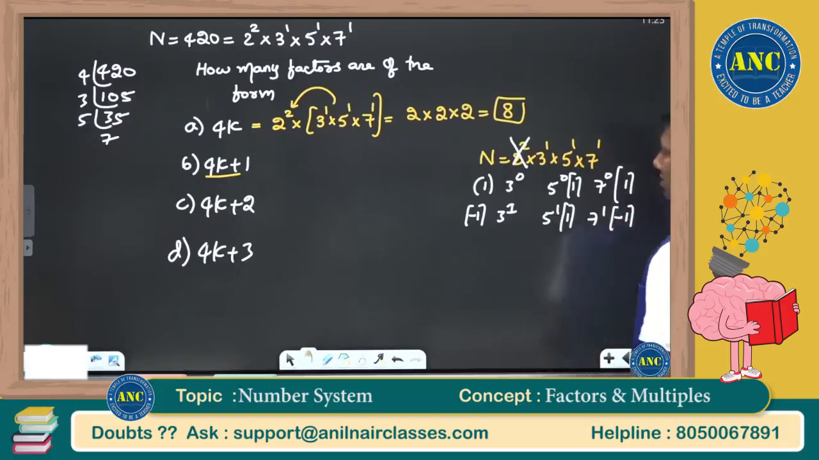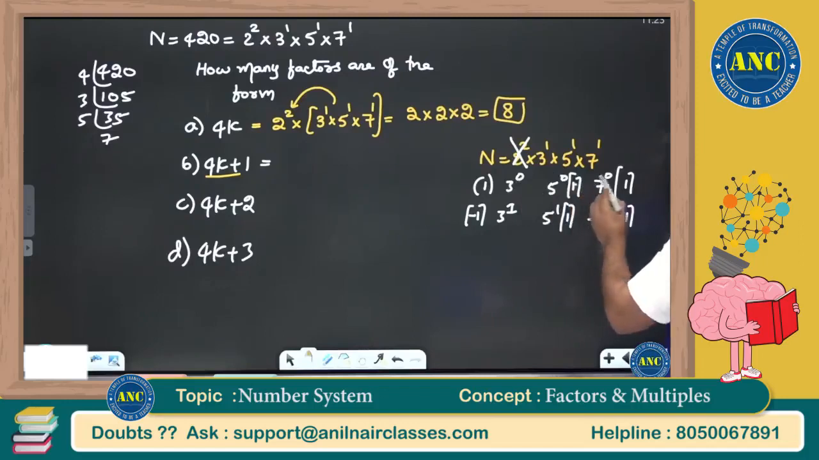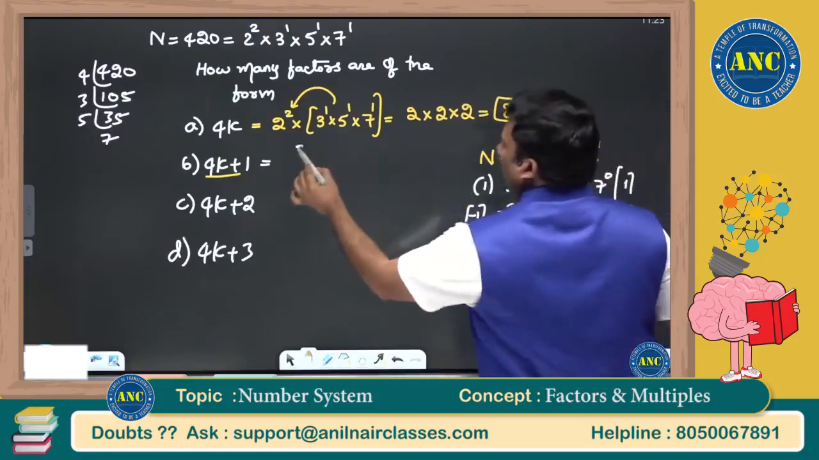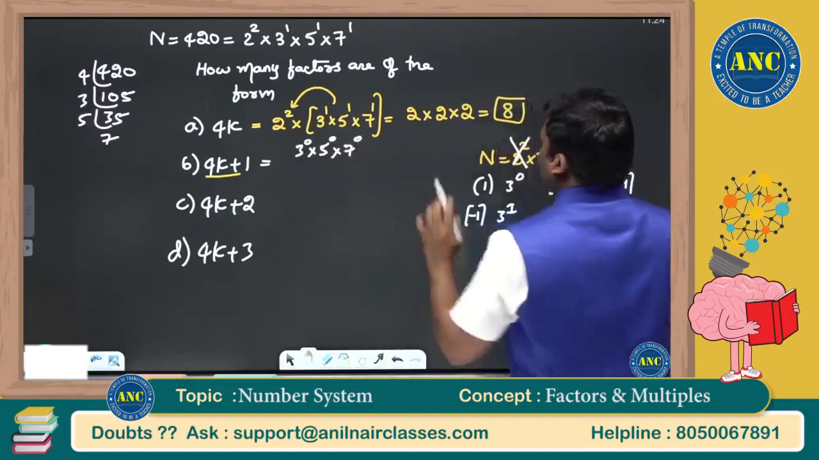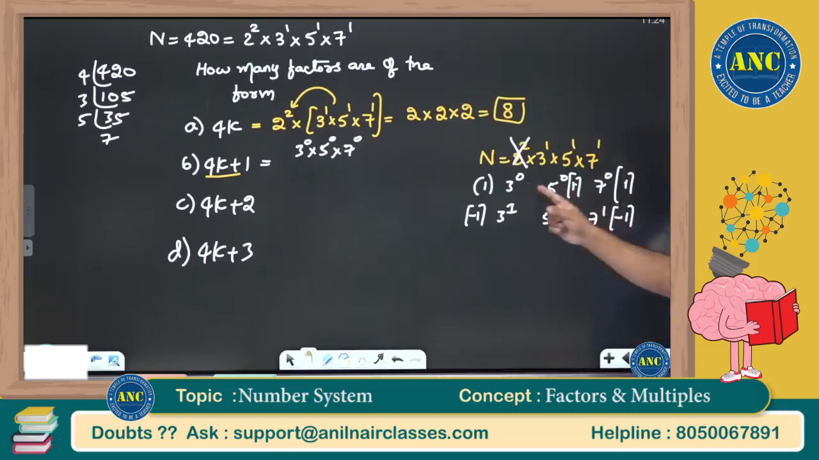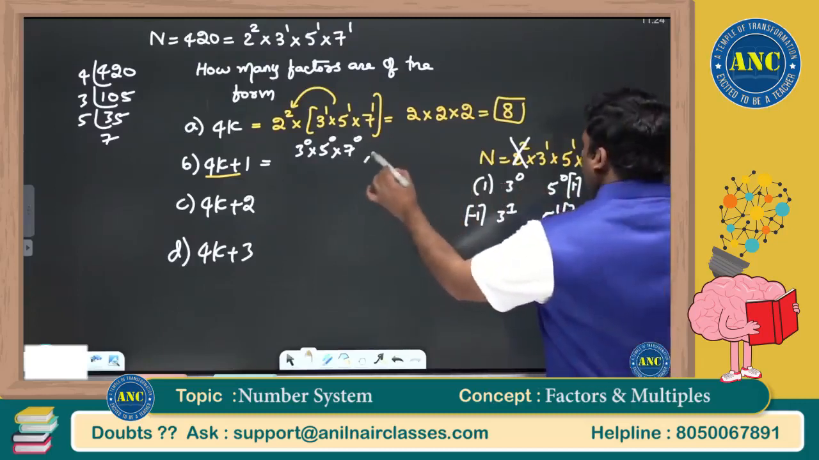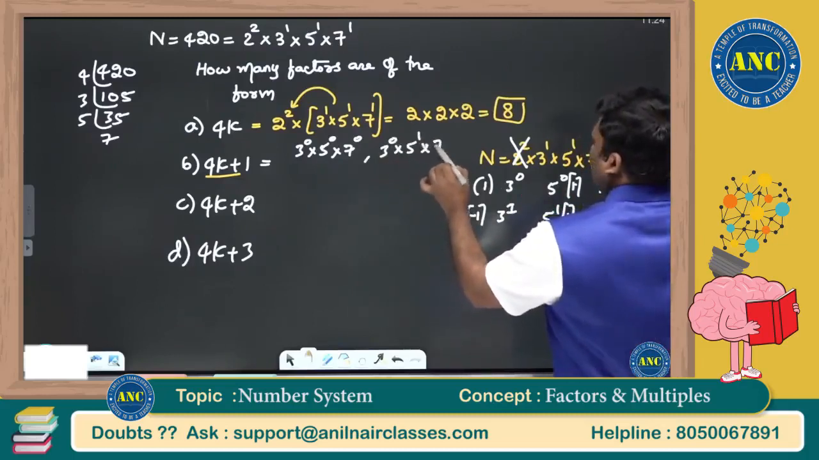Now, how many cases will be there? It gives 4k plus 1. 1 into 1 into 1: 3 power 0 into 5 power 0 into 7 power 0, that is 1 into 1 into 1. It is 1. Next case: 3 power 0 into 5 power 1 into 7 power 0, 1 into 1 into 1. It is also 1.